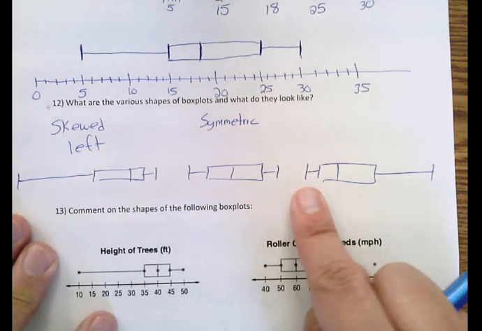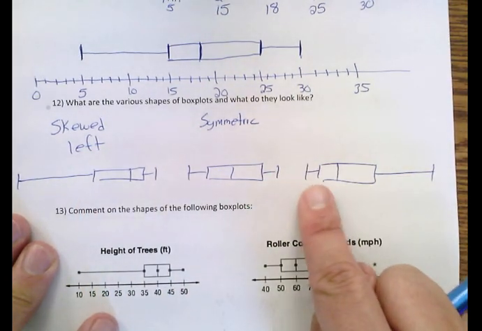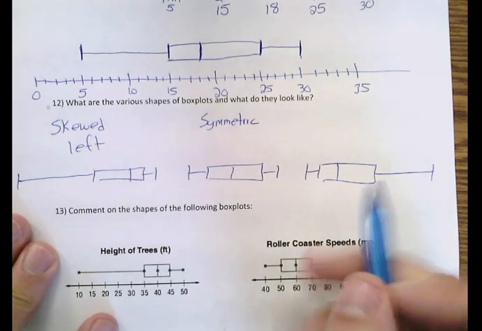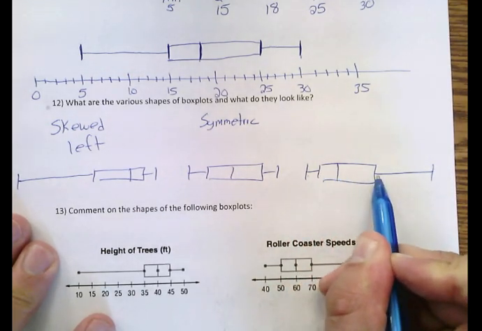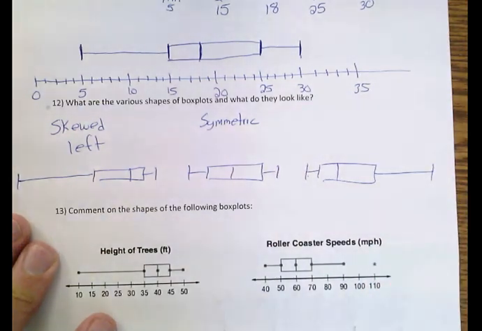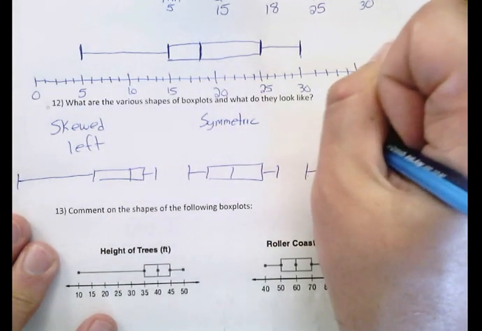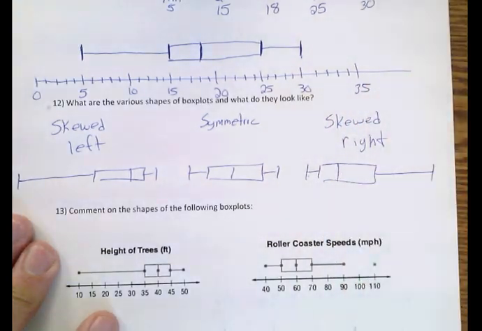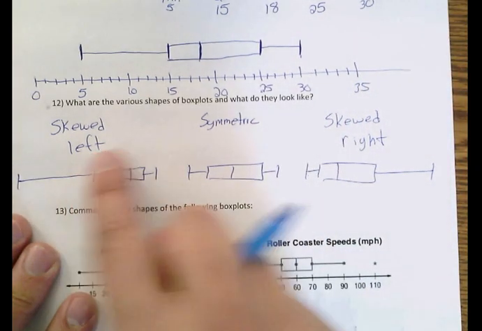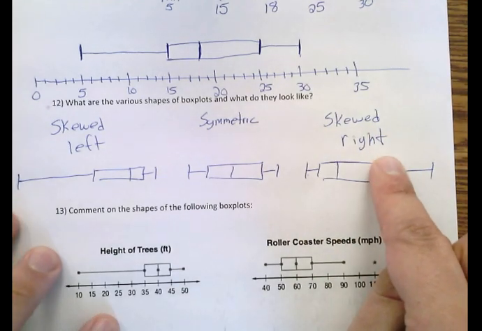Related to this, this other box plot I have over here has pretty short pieces on the left side, a short whisker here, short part of the box, but we stretch out on the right side of the box, we stretch out on the right whisker. This is what we call skewed right. So we have skewed left, symmetric, and skewed right.